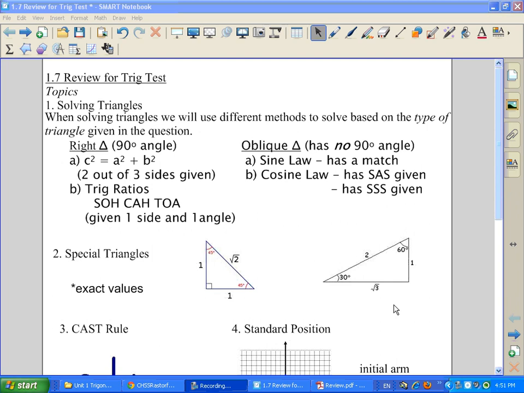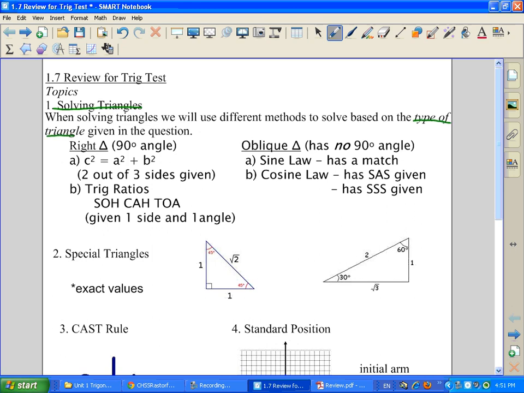So we spent a great deal of time. The first topic is solving triangles. When solving triangles, ladies and gentlemen, it depends on the type of triangle you're given. First of all, if you're given a 90-degree or a right triangle, you can use one of two things. You can use Pythagorean theorem if you're given 2 out of 3 sides, or you can use SOHCAHTOA as long as you're given one side or one angle, or 2 pieces of information like 2 sides to find an angle. That's what you use for a right triangle.